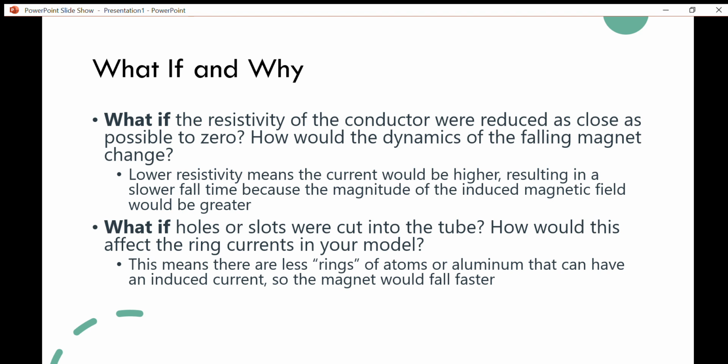And then what if holes or slots were cut into the tube? How would this affect the ring currents in your model? So this basically means that there are fewer rings of aluminum that can have an induced current, so the magnet's going to fall faster.